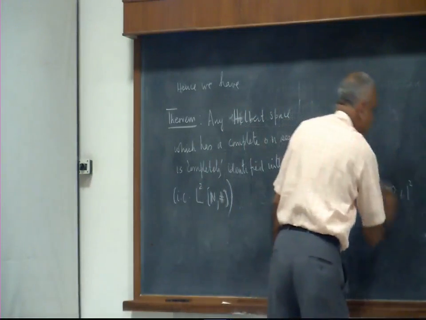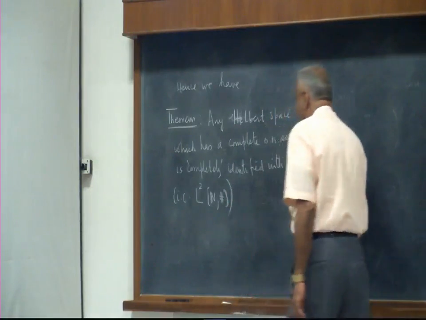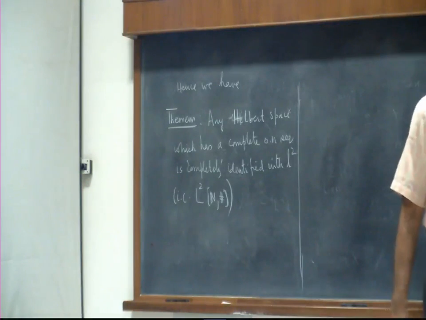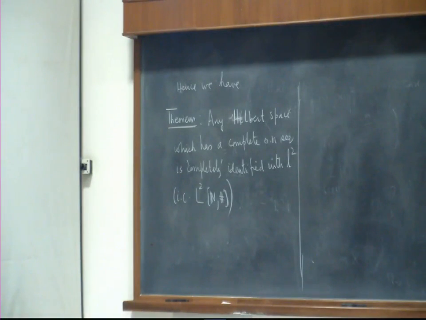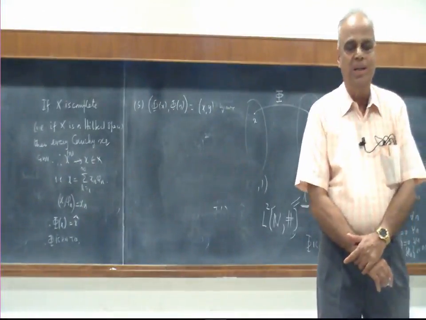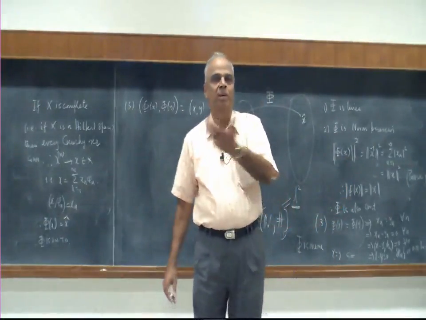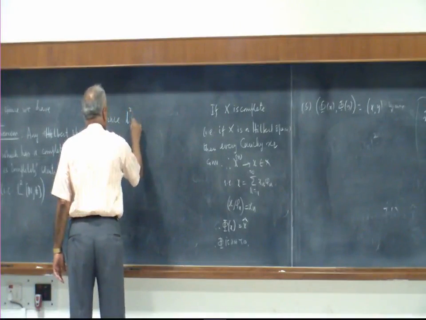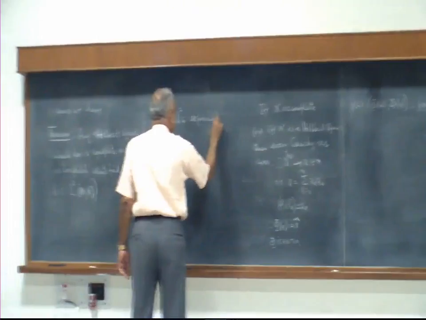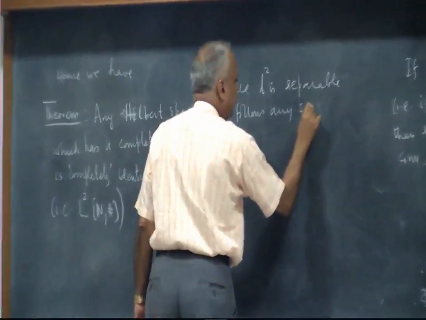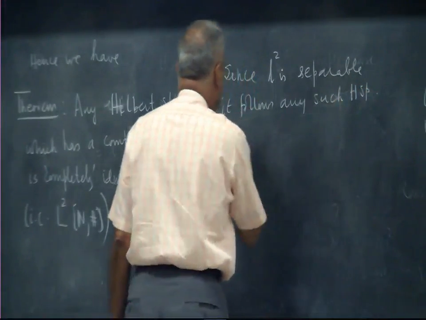Right. Now, let us look at such a Hilbert space. We already know that little L2 is separable. It has a countable dense subset, namely take all vectors with only a finite number of coordinates which are rational numbers, and that forms a countable dense set. Since L2 is separable, this space must be separable. It follows any such Hilbert space is separable.